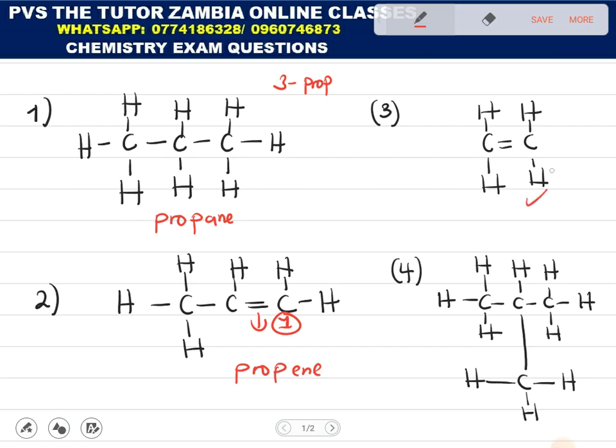This also has a double bond, so this one is also an alkene, and there are only 2 carbon atoms. When there are 2 carbon atoms, we call it an eth, so 2 carbon atoms, eth. But we said it's an alkene, so I'm going to add ENE, which will give us ethene. This one here.